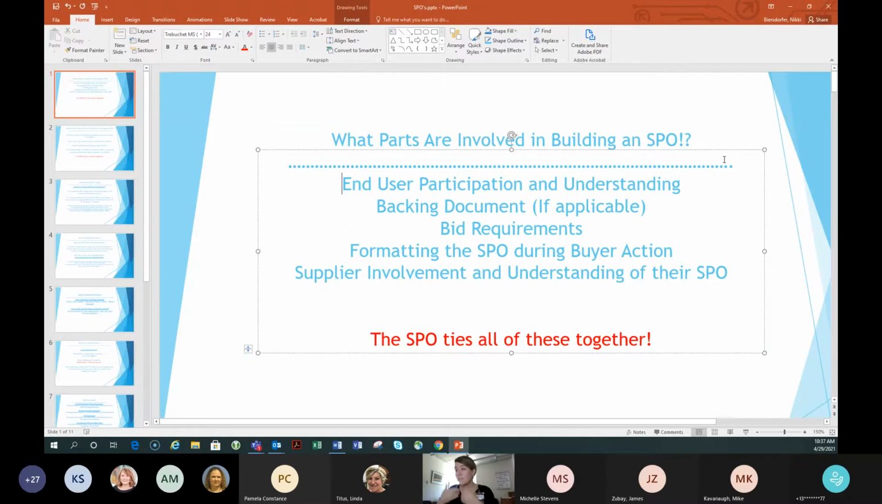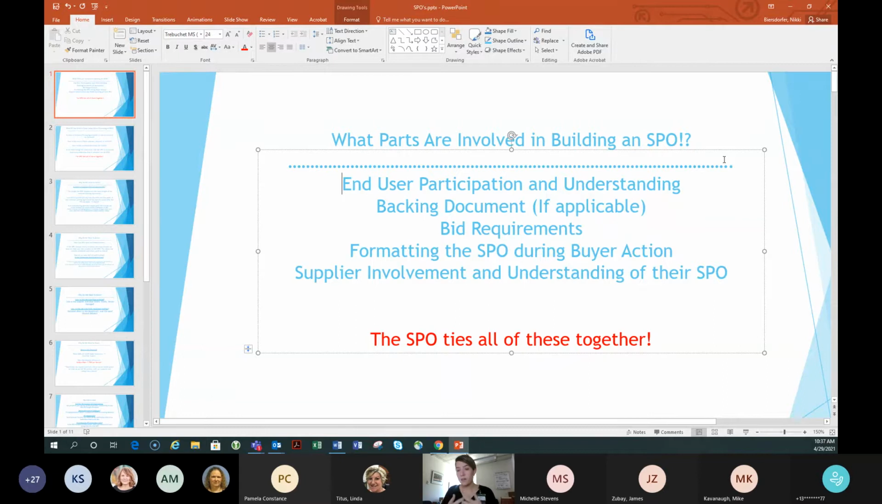Now, the next thing is formatting the SPO during buyer action. So your end user can format it, you can format it. The important part is formatting the SPO is crucial to the success of the SPO, right?